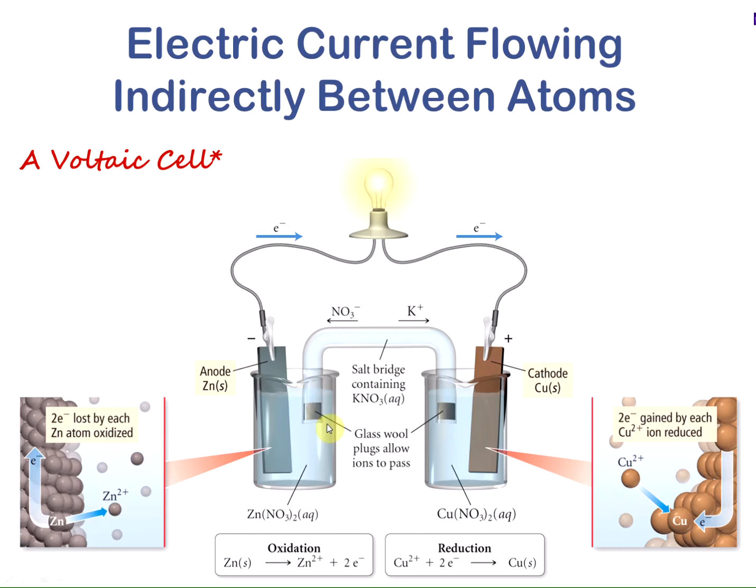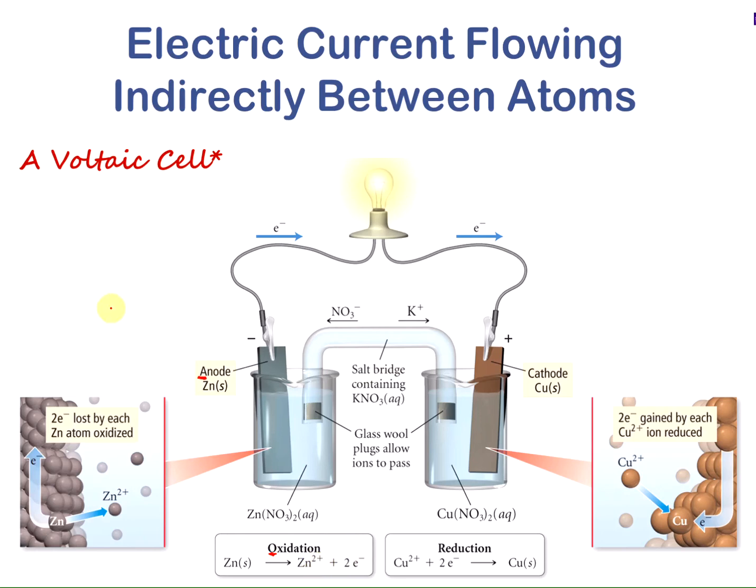In this voltaic cell, we have zinc nitrate in solution, and we have a zinc anode. And this is going to be our anode, and at the anode oxidation occurs. And the way I remember that is anode starts with an A, oxidation starts with an A. So at the anode, oxidation occurs. So if the zinc is going to be oxidized, it goes from zinc metal to 2+.